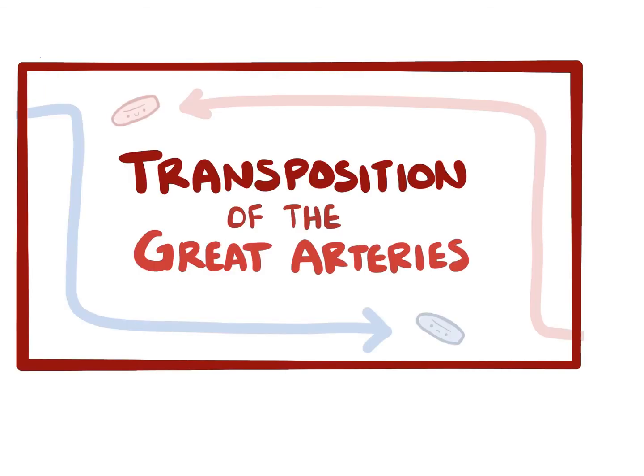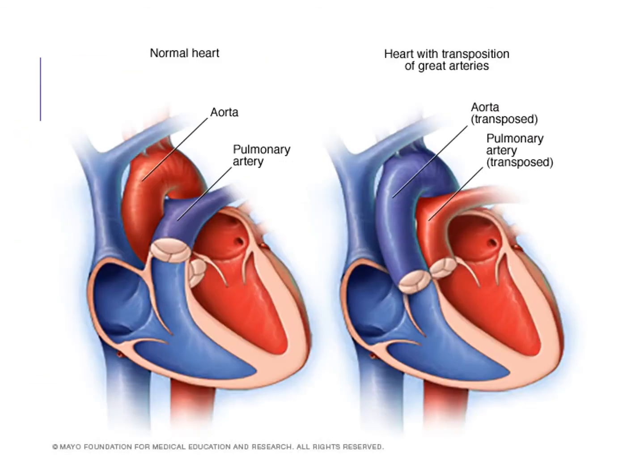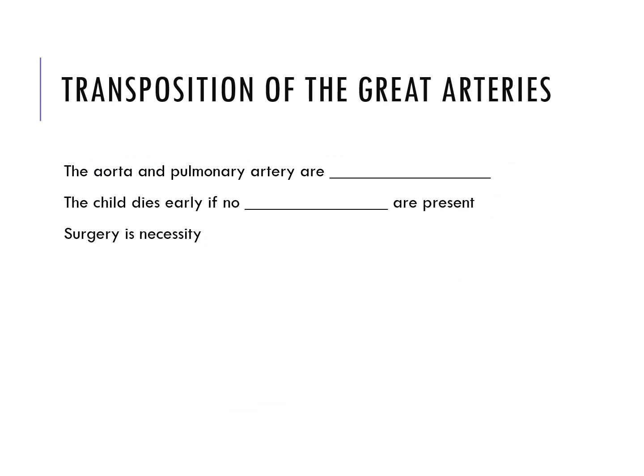The last one is the transposition of the great arteries. This is a mixed blood flow. So here you can see that the aorta gets blood from the right ventricle and the pulmonaries get blood from the left ventricle, which is the opposite of a normal heart. So the aorta and the pulmonary artery are reversed. The child dies early if there are no shunts present.